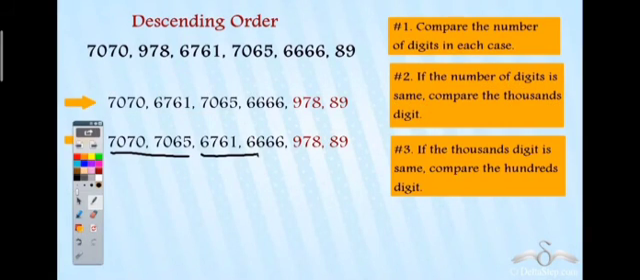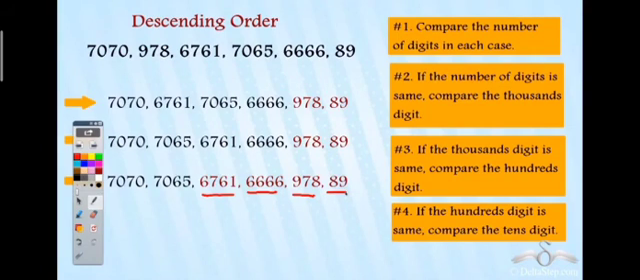Now what was the third rule? If thousands place is same, we have to check for hundreds place. So let's check for hundreds place. In the first two numbers we have 0 in both numbers at hundreds place. So what do we have to do? We have to check for tens place also. So let's check for tens place. In the first number we have 7 at tens place, and in the second number we have 6 at tens place. Which number is greater, 7 or 6? Right, 7 is greater than 6.